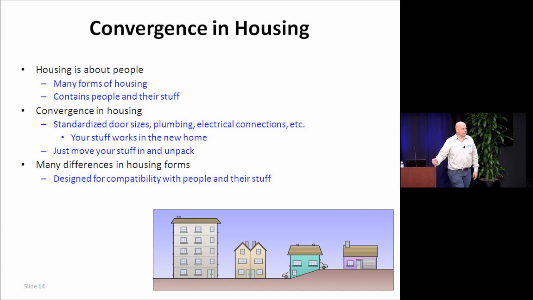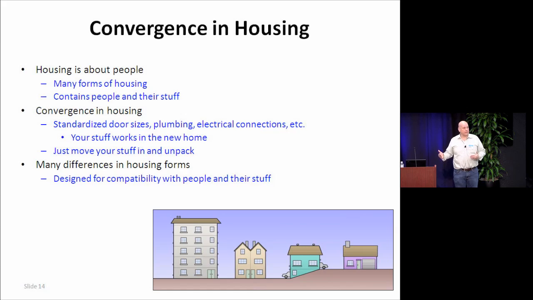It's convergence in housing. Housing is about people. There's many forms of it, but it has people and their stuff. And in order to do this convergence, you have standardized door sizes and electrical connections and plumbing. Not all of us think about the fact that couches are designed to fit through doors, okay? And so very rarely do you have a couch that won't fit through a standard door, because then there's trouble, right? And so all of this has emerged in order to allow us to have standardized housing.